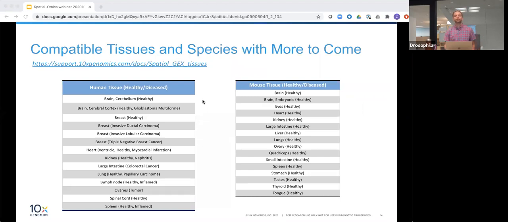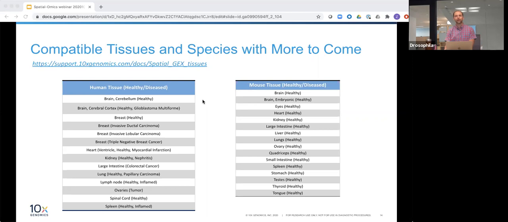This is a list of tissues that we validated during development. This isn't an inclusive list necessarily. This is kind of representative. You can see the full list here at this website. We've looked at a variety of healthy and diseased human tissues as well as healthy and diseased mouse tissues.